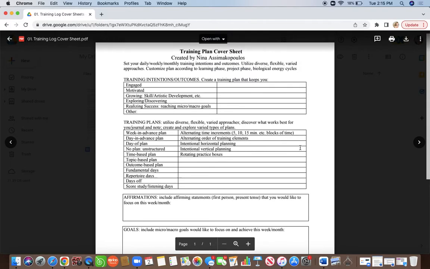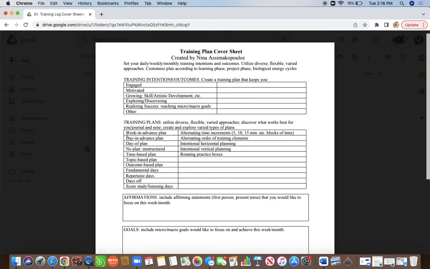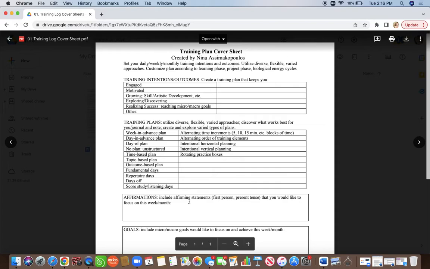Okay, so when you go through your training plan cover sheet, you're either doing a week in advance plan, which most first year students are highly encouraged to do. If you are a student who's been here for a while, you may be using a day in advance plan or a day of plan. You can also have no plan, where maybe one day out of the week, like a weekend, it's just unstructured and you just play whatever you want. That's totally fine. But you want to make sure that you are marking off exactly what kind of plan you are utilizing.